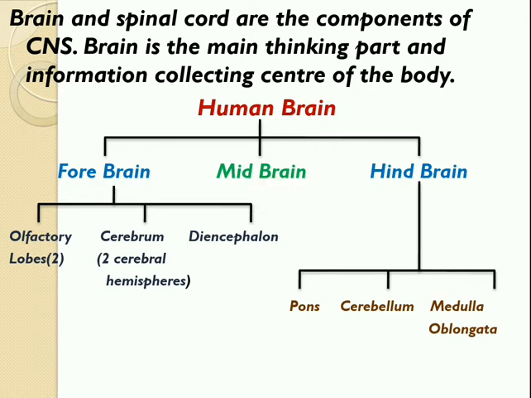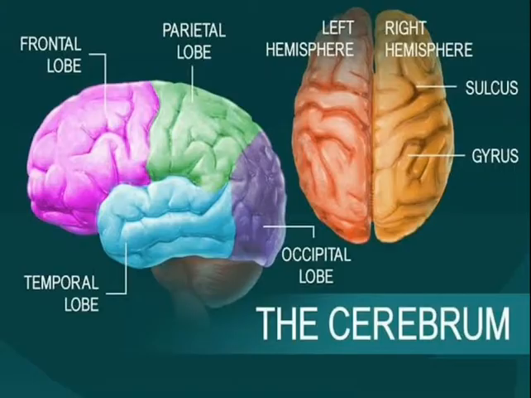Hindbrain is the second largest part of the brain, which is further composed of pons, cerebellum and medulla oblongata. So according to the CBSE syllabus, we will study in detail about the functions of cerebrum, which is the part of the forebrain, and the functions of pons, cerebellum and medulla oblongata, which are the parts of hindbrain.